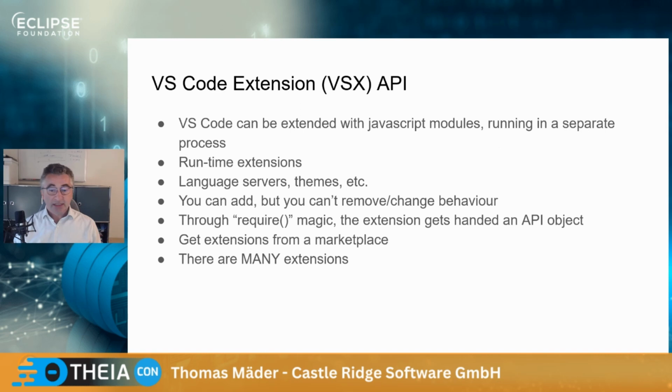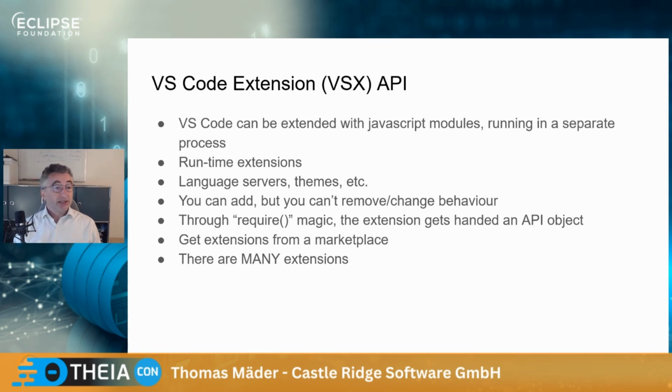And how it works is that the require call in Node.js is overwritten. So instead of getting a module when you do import VS Code, you get a handle to an API object, and that API object is hooked up to the UI of VS Code or Theia. That's how you can add stuff.